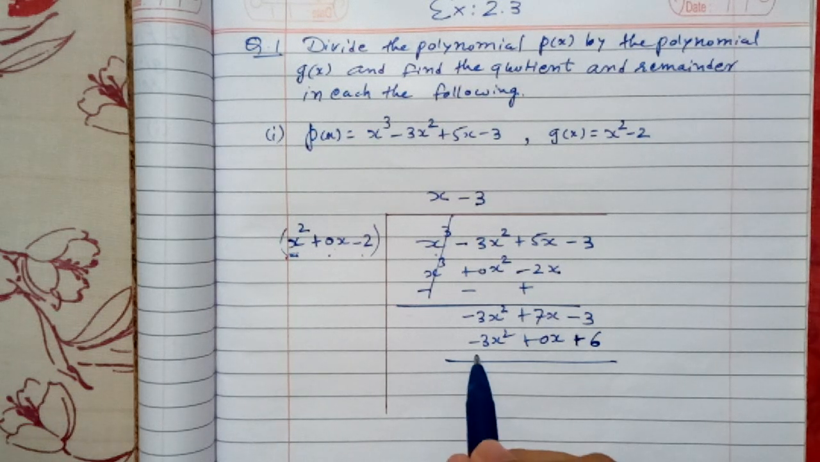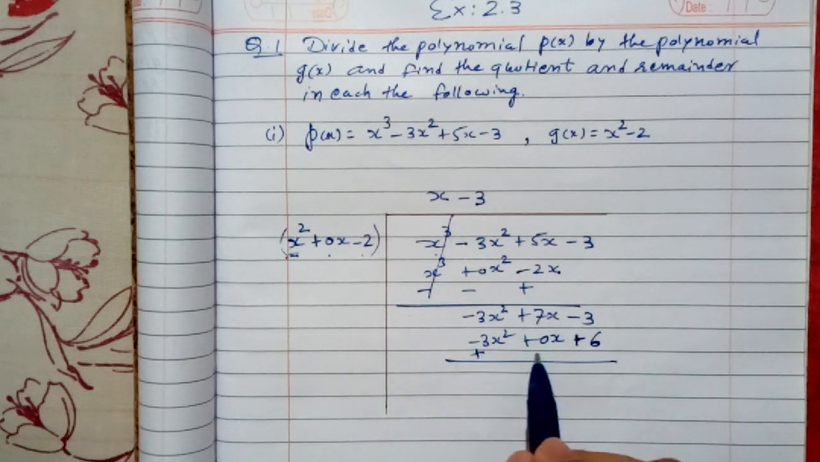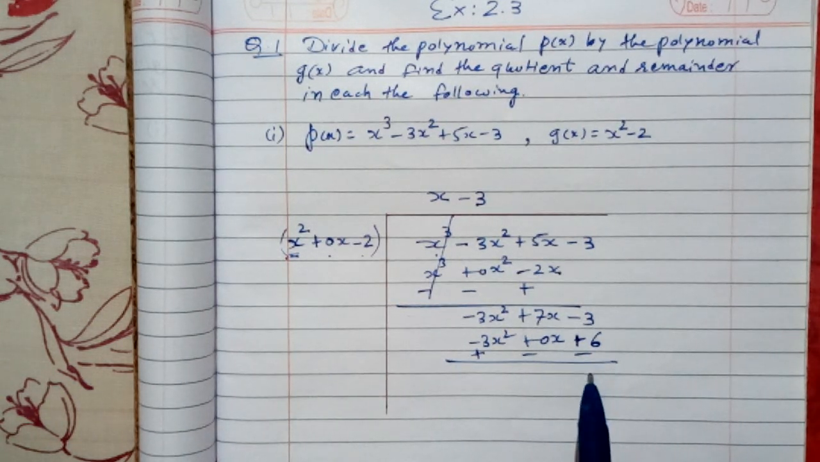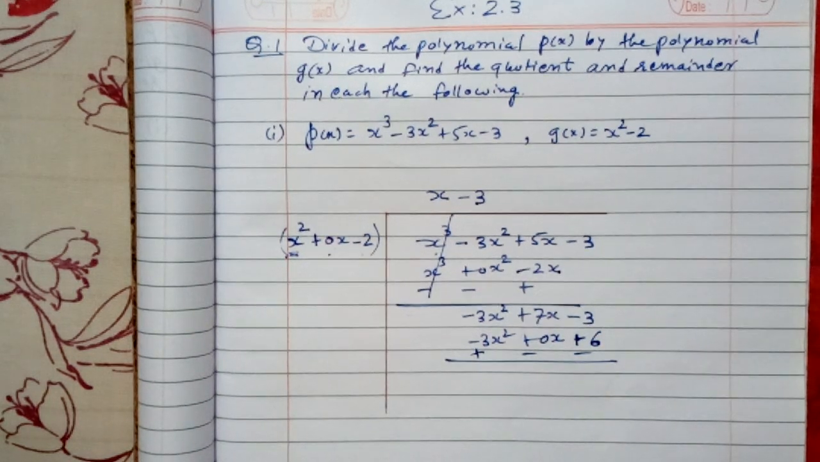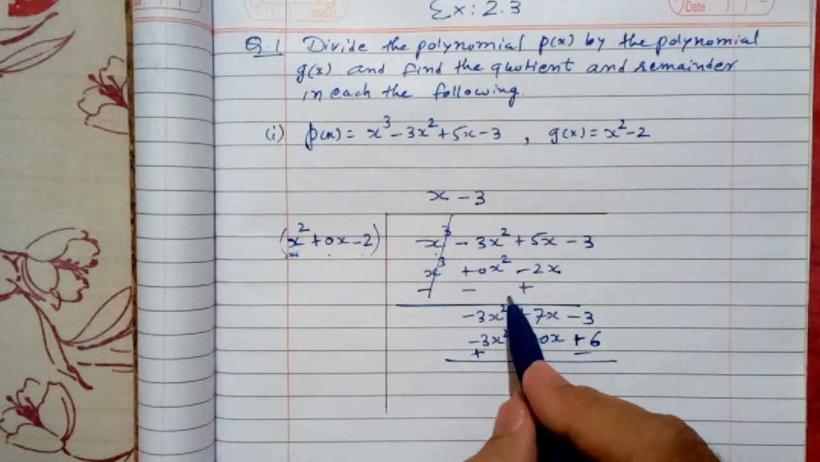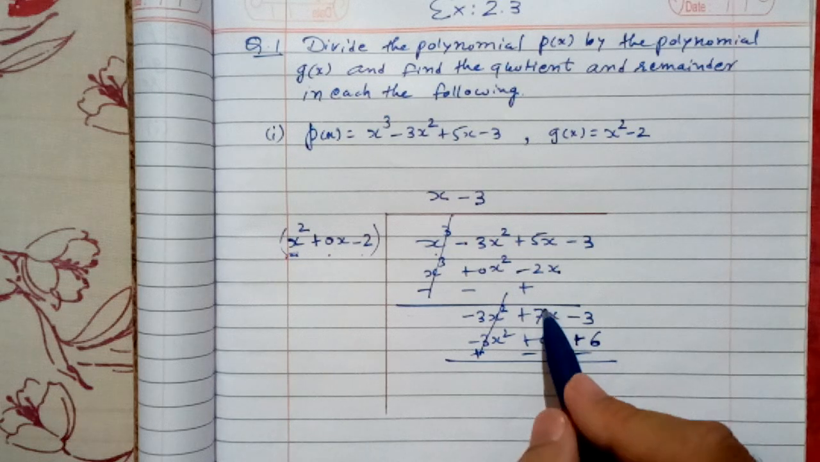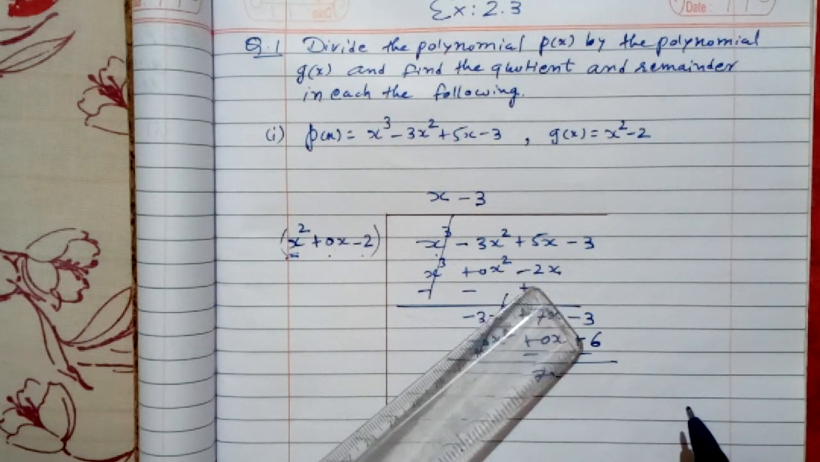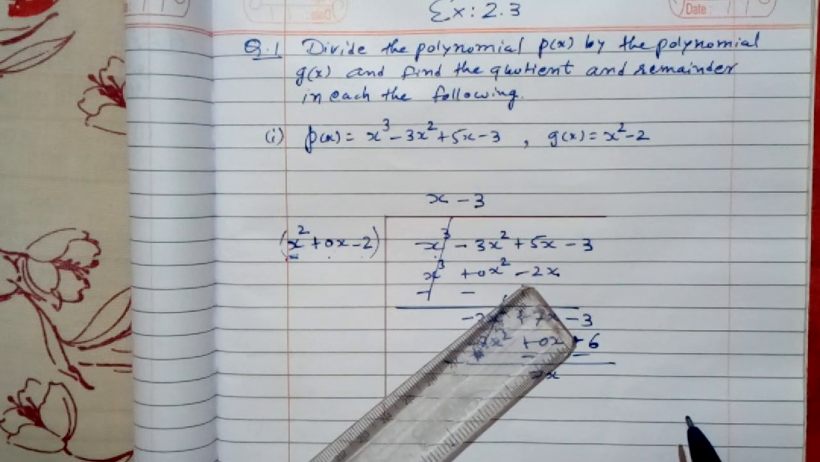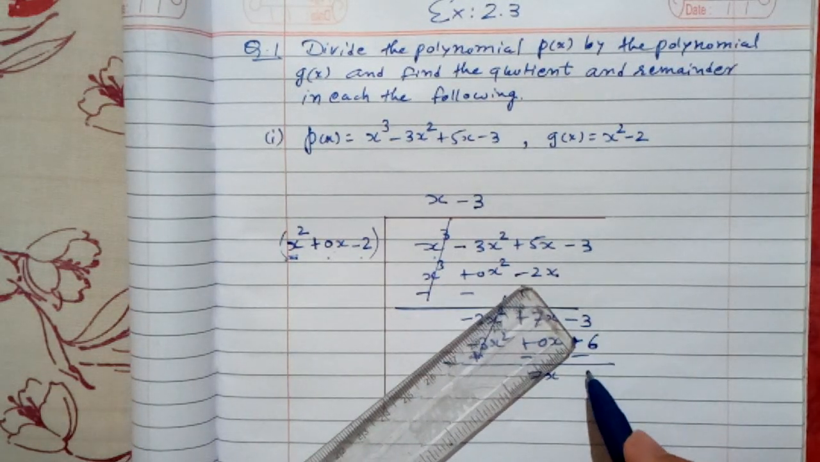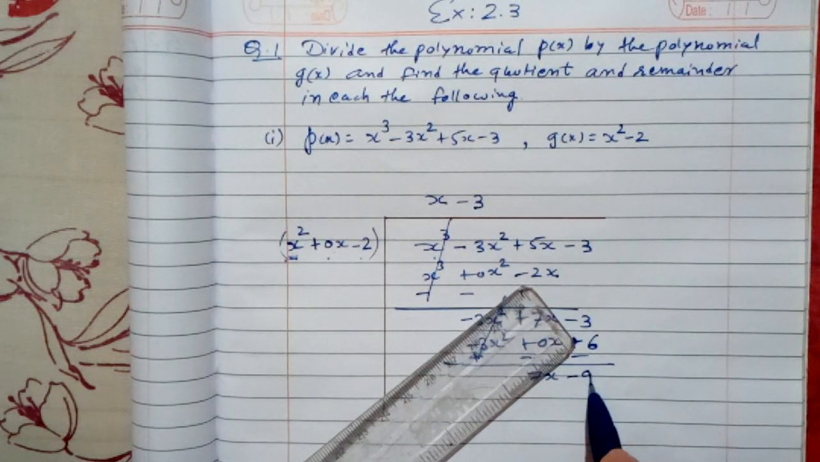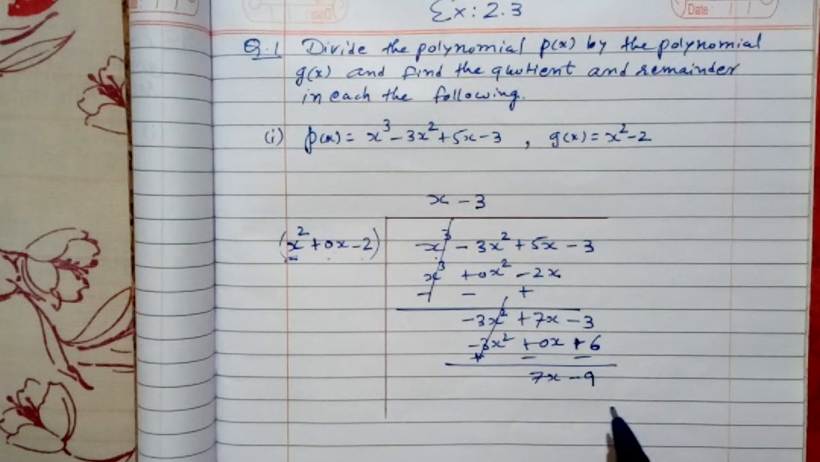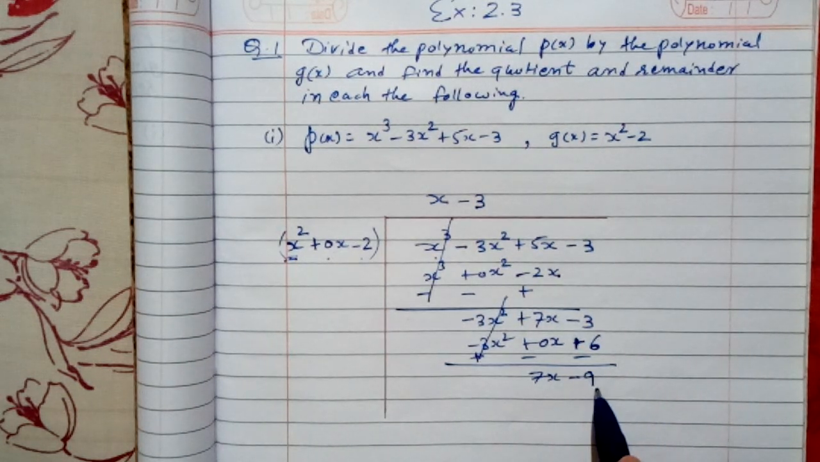Before that, you change the sign, give opposite and opposite. Minus plus cancel, 7 minus 0, that is 7x. Now close this sign. So minus 3 minus 6, it becomes minus 9. Now we got 7x minus 9.